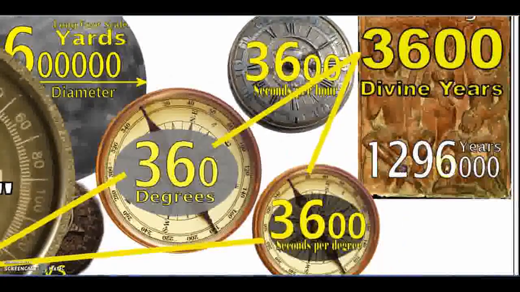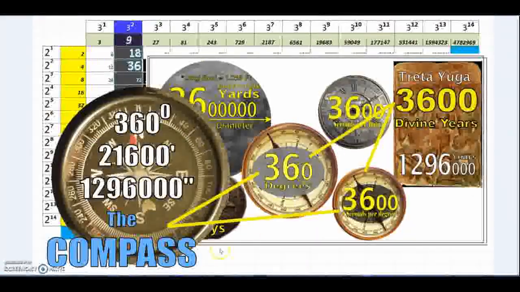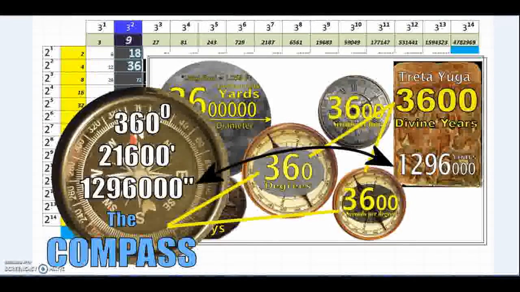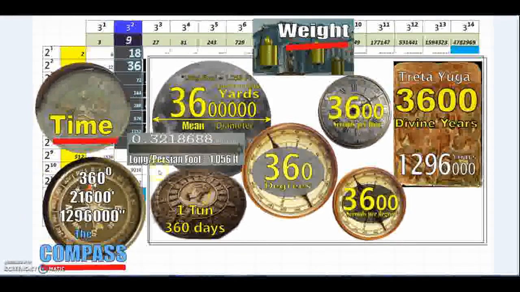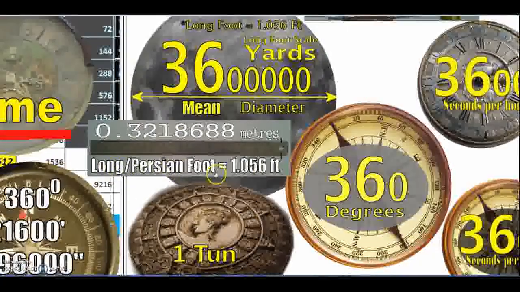And a yuga, what do we have? Again, 1,296,000 years. Nice connection there. And again, you just consistently see these in measures of time, of weight, of distance, even temperature and pressure will appear more and more as we advance. So weight, time, and the compass, but also the ruler, again, the Persian foot, this long foot scale.